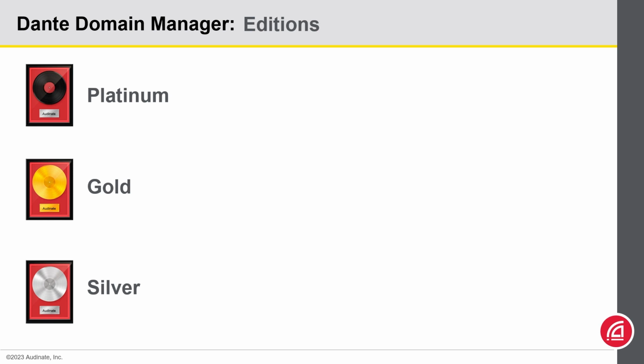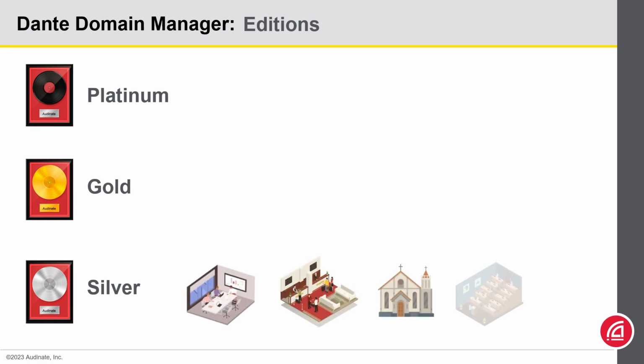Silver is ideal for smaller installations, such as conference rooms, reception areas, houses of worship, classrooms, etc., where you just need to secure and monitor smaller systems. Or you need to be able to send Dante audio across subnets. It is for those installations that only need a couple of domains and will not have many devices enrolled.